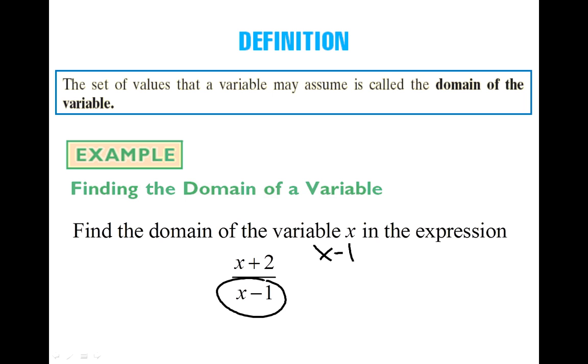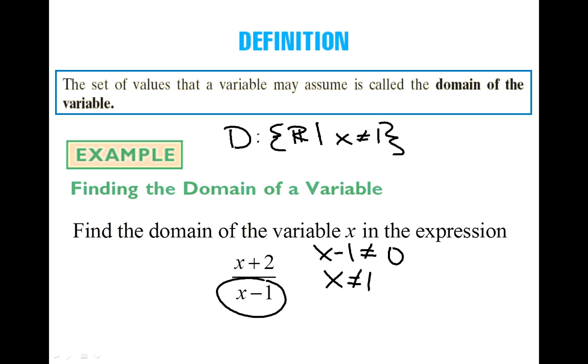So x minus 1 cannot be equal to 0, which means that x cannot equal 1. Right? Because 1 minus 1 would be 0. Wouldn't work for us. So the domain, we're going to write it like this, is the set of all real numbers such that x does not equal 1. Now, we usually write this as a shortcut, just saying x cannot equal 1. We're assuming we're dealing with the real numbers. Either one of those is going to be just fine.